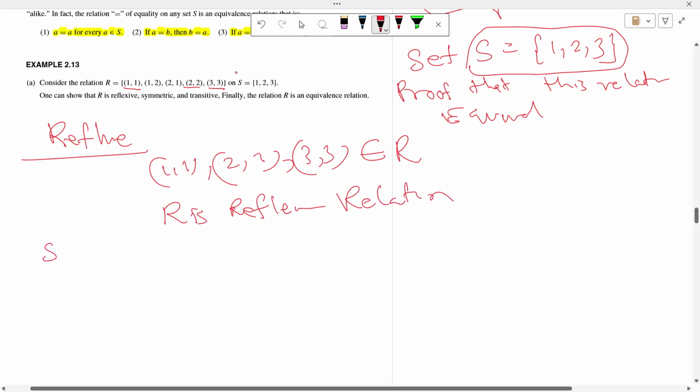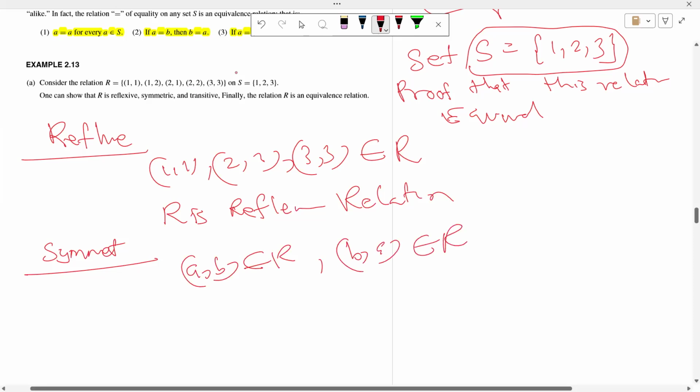Now we need to prove symmetric or not. How can you prove this relation is symmetric? To check symmetry, if A comma B belongs to R, then B comma A also belongs to R. You need to check for all the pairs. 1 comma 1 we don't need to check, 2 comma 2 we don't need to check, 3 comma 3 we don't need to check. So you only need to check 1 comma 2. The swapped version is 2 comma 1, and this is also there, right? So 1 comma 2 and 2 comma 1 both belong to R. So this is symmetric. We can say this is a symmetric relation, right?